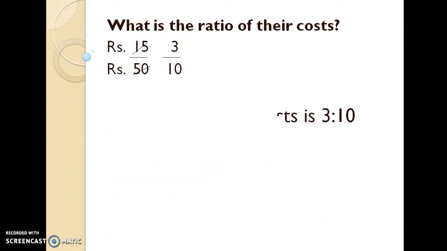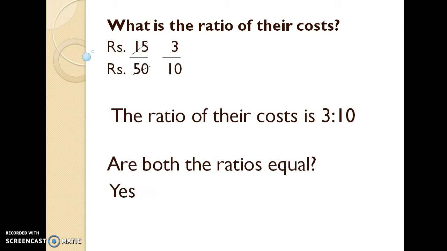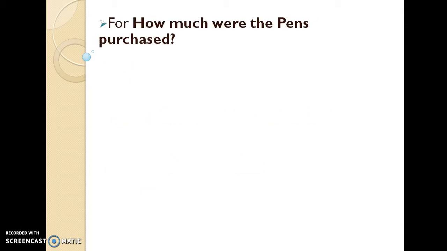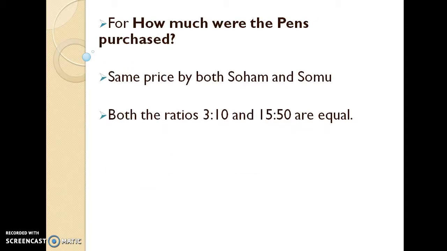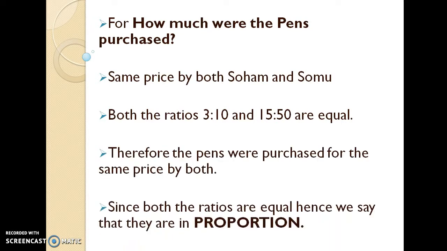So you get the two ratios as 3:10. Now, for how much were the pens purchased? Yes, the pens purchased by Soham and Somu were of the same price. Why do we conclude this? Because we find both the ratios are equal. Therefore, the pens were purchased for the same price by both. Since both the ratios are equal, we say that they are in proportion.